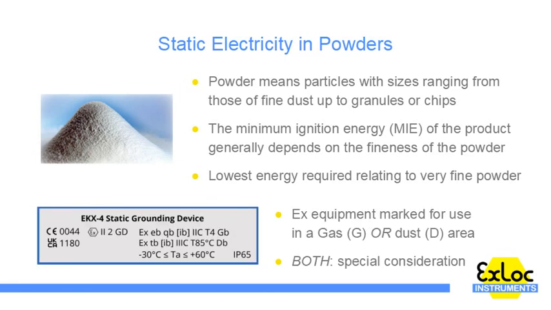It is often incorrectly assumed that hazardous area equipment marked as being suitable for a gas or vapour environment, denoted by capital letter G, or a dust environment, denoted by the capital letter D, can be used where both gas and dust are present at the same time, but this is not actually the case. It is gas or dust. If both are present, again, special consideration must be made when selecting equipment.